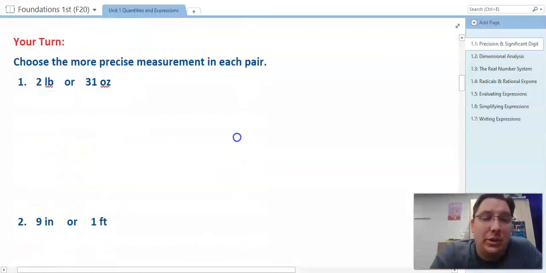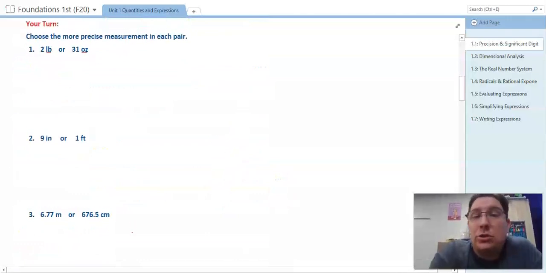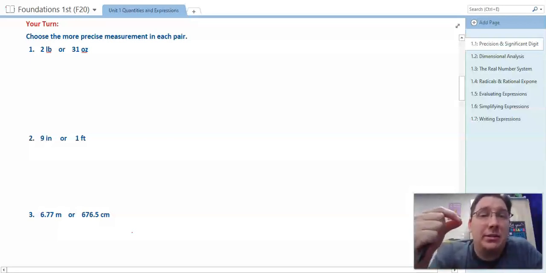So let's take a look at these other examples here. You should have 3 examples here to try out. So pause the video for a second and try these 3 examples. And then, again, think about which unit is smaller in scale. So pause the video now.